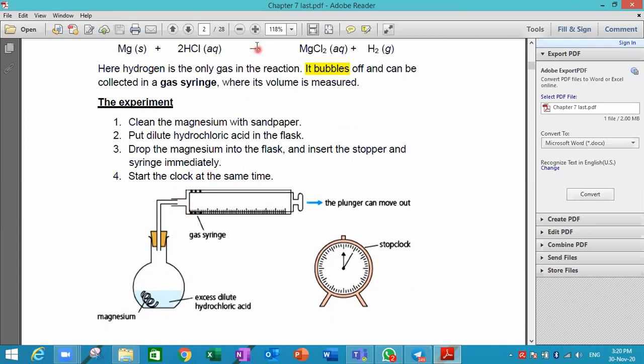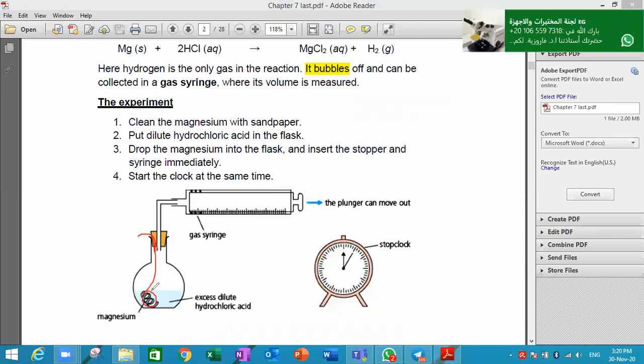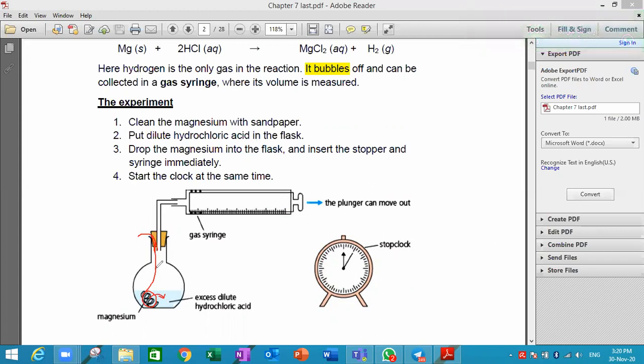So sometimes we can say that we are going to place our magnesium ribbon here on a wire, and then as soon as we start the reaction, we can pull the wire so that the magnesium ribbon falls. At the beginning, it was at this position, and then when the reaction starts, we can lower the magnesium ribbon into the hydrochloric acid. You understand what I mean? Yeah. At the beginning, we can use a wire and put the magnesium on this wire.